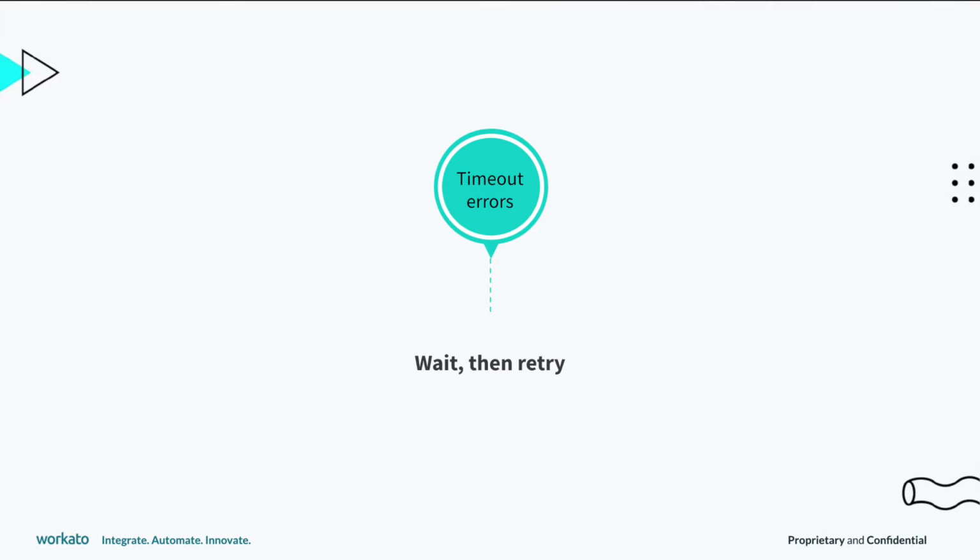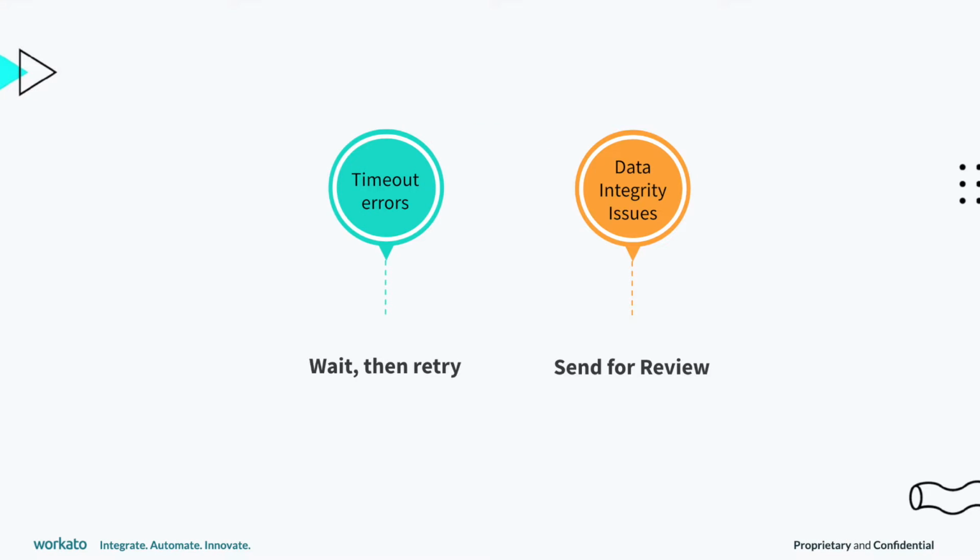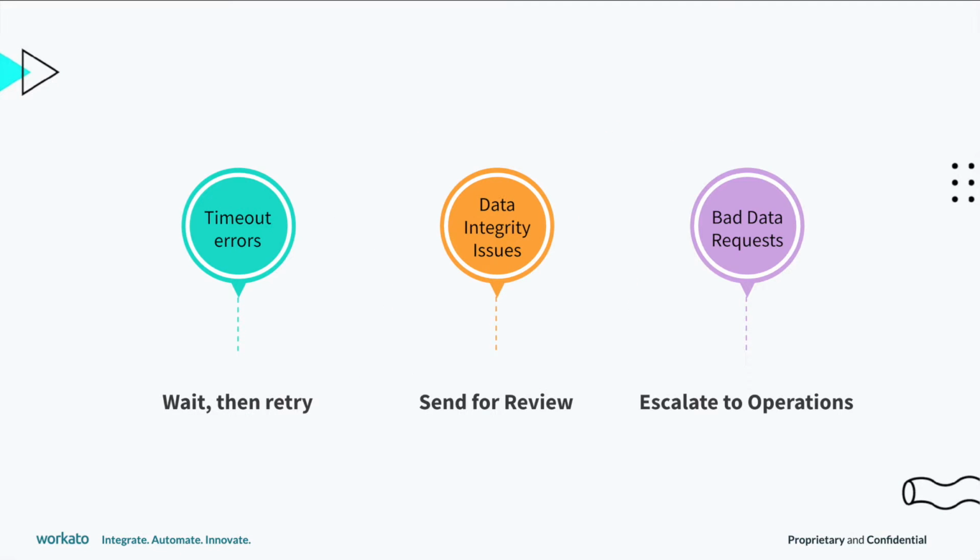Timeout errors, which are typically intermittent issues owing to unresponsive APIs or network issues, which can easily be recovered from by retrying. Data integrity issues, which are exceptions that need to be reviewed by a team to take corrective actions manually. And bad data requests, which are issues that need the operations team to intervene and fix the root cause.